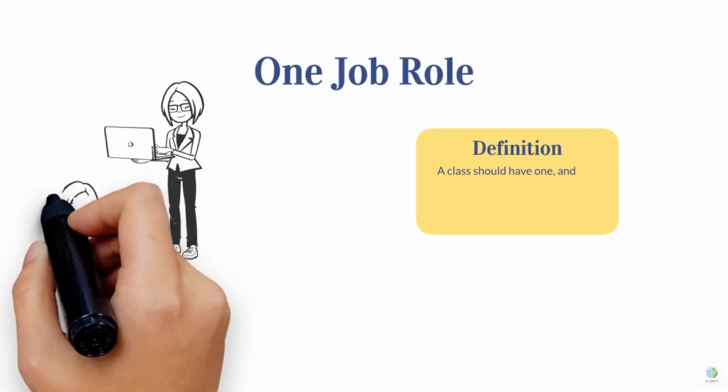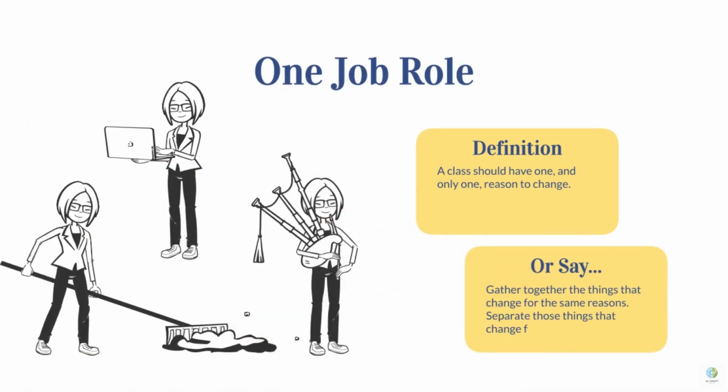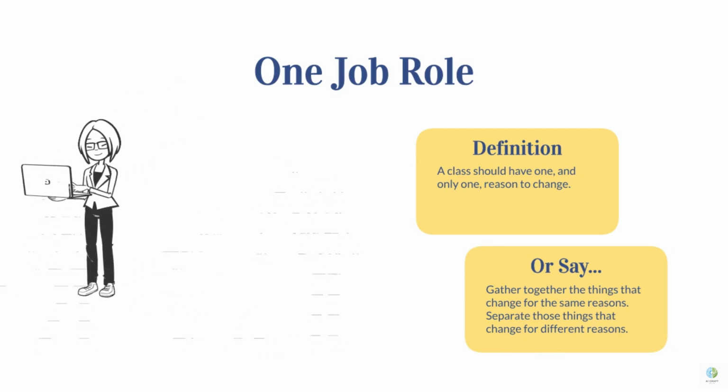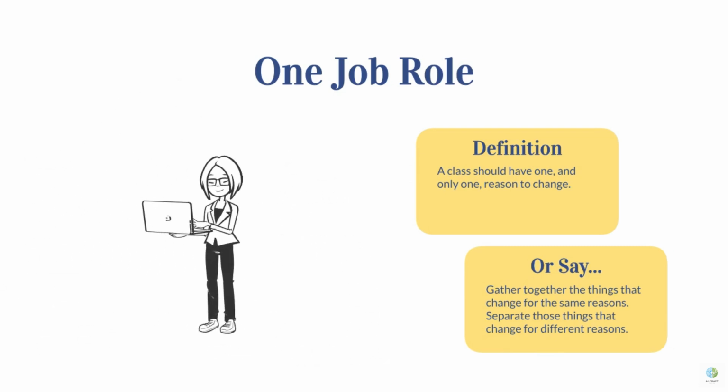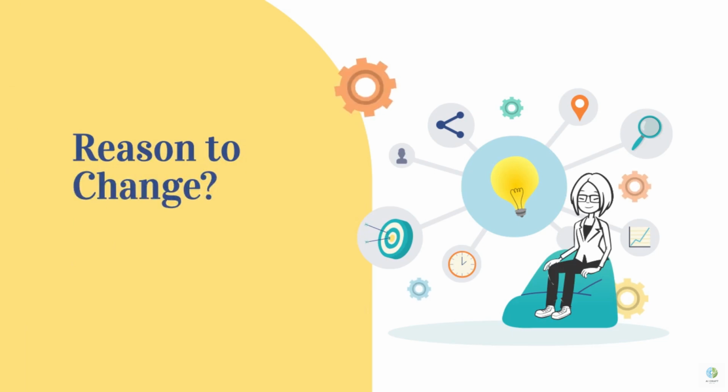What is SRP, the one job rule? The classic definition for SRP is, a class should have one and only one reason to change. What exactly is a reason to change?